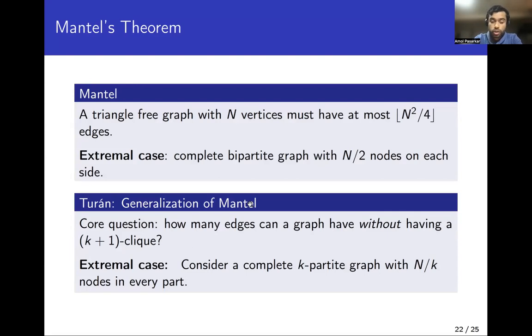which I'll refer to as theorem-type problems. And we're going to start with a simple case of this, Mantel's theorem, which states that any triangle-free graph of n vertices can have at most n squared over 4 edges.